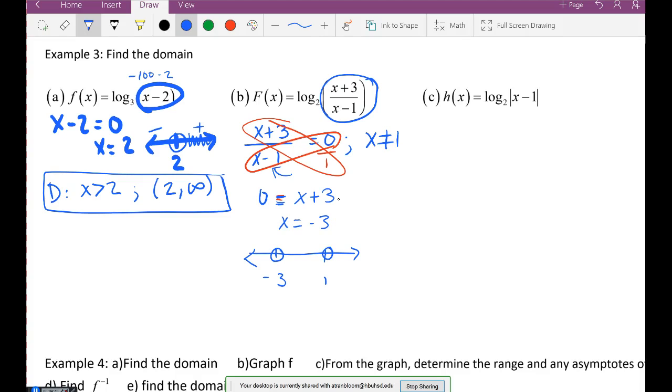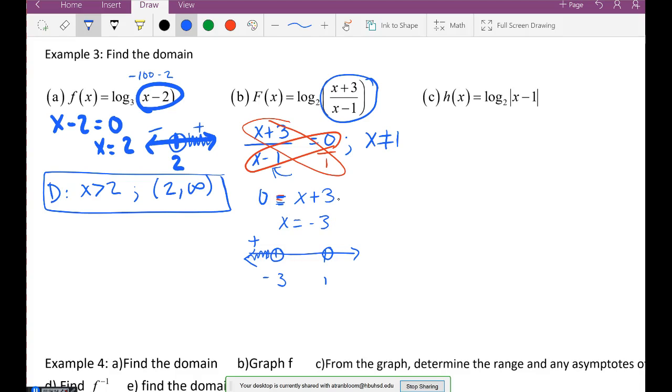I'm going to plug in like negative 100. So when I put in negative 100 plus 3 for the numerator, positive or negative? Divided by negative 100 minus 1. Positive or negative? So a negative divided by a negative is now a? Positive. So it's positive over here. Okay? I'm going to be shading that in.